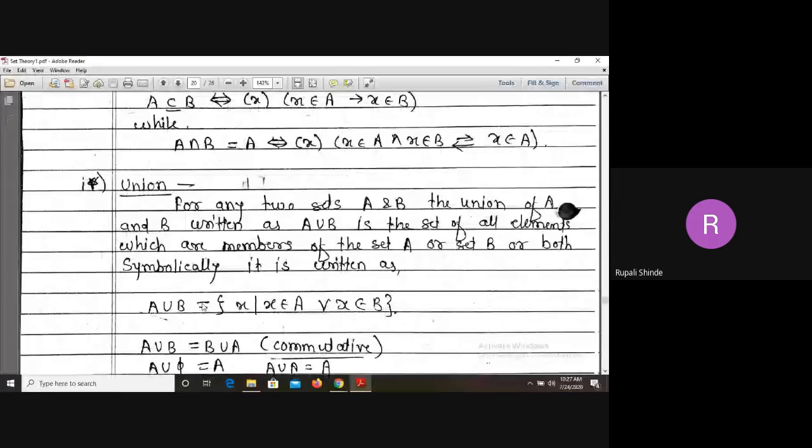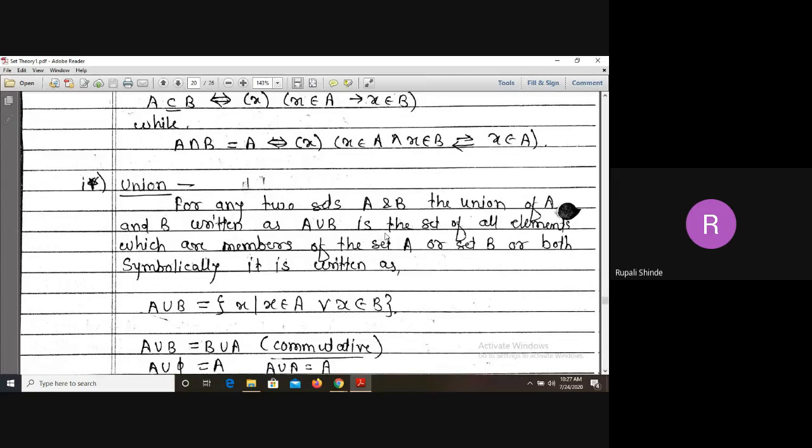Next operation is union operation. So this is exactly opposite to intersection. In the intersection we were looking for the common elements. But for this union operation we have to take all the elements from either set, from A or from B, or from both A and B. So what is the definition for this union operation? For any two sets A and B, the union of A and B is written as A union B. This is the symbol for union.